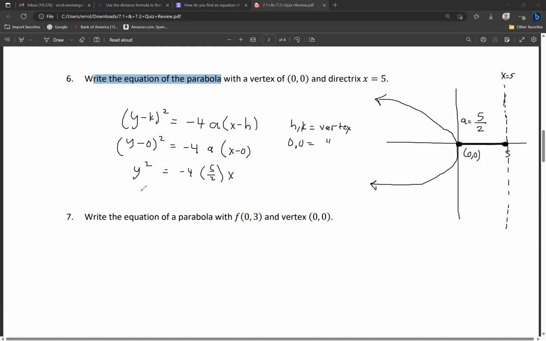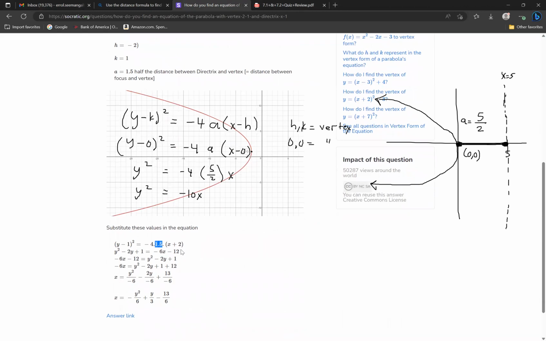Okay, so now just simplify the right side. y squared equals, what is that? Negative 20 over 2 is what? Negative 10x. All right, let's see what they got in the example, how they write it. They write it like, okay, so they put everything in one equation now.